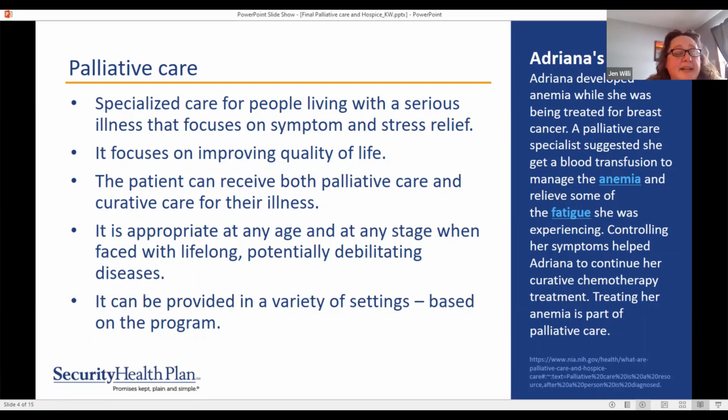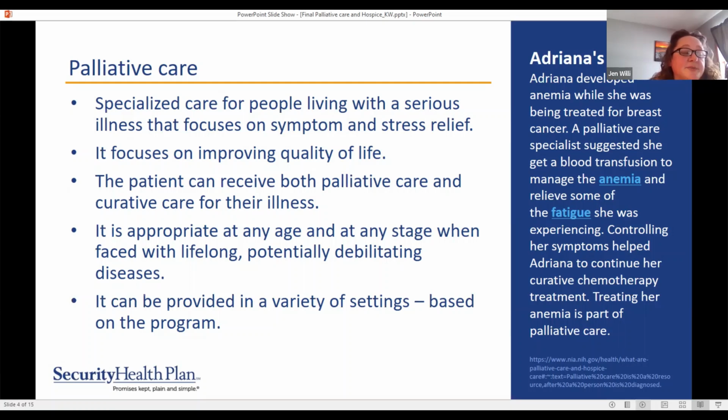Palliative care can be provided in a variety of settings. Because palliative care is an umbrella term, the care can range from you having a consultation with a doctor that specializes in palliative care at a clinic or a hospital setting, all the way to a formalized palliative care team that comes to your home. I wanted to highlight how this would look with Adriana. So Adriana's story highlights what it would look like.